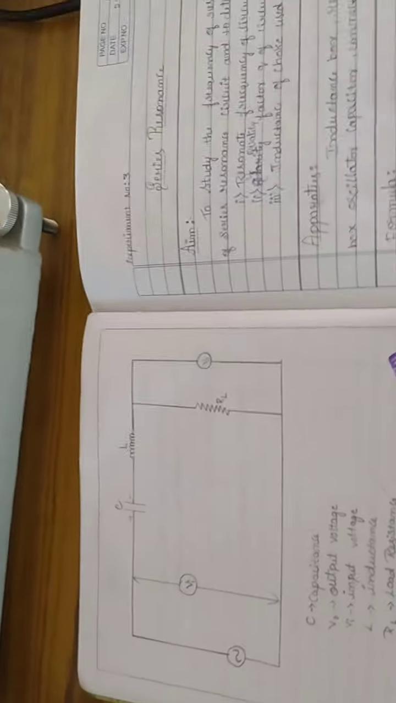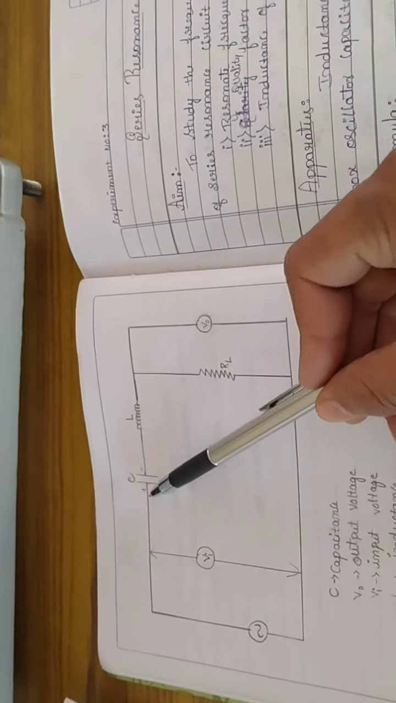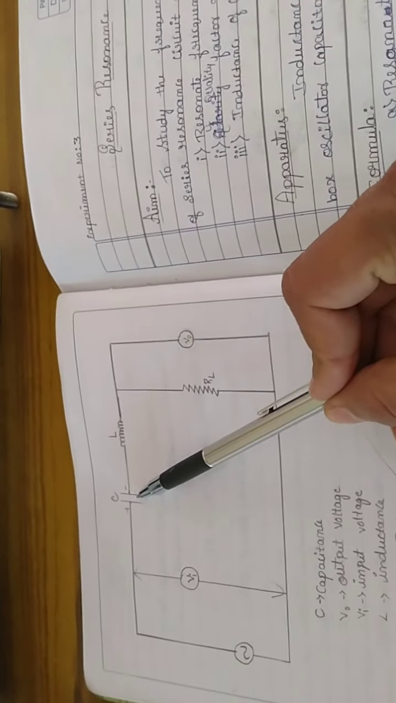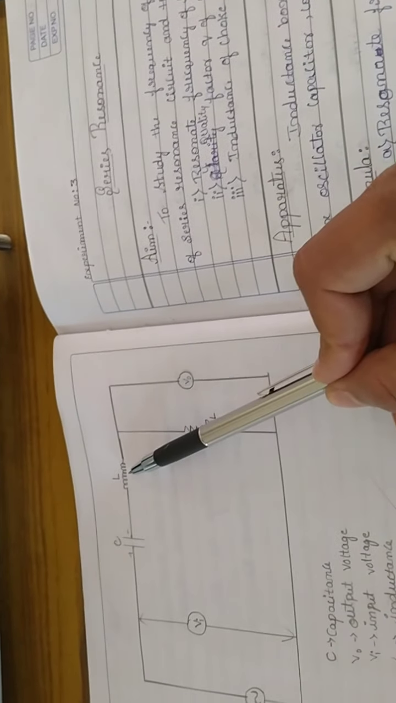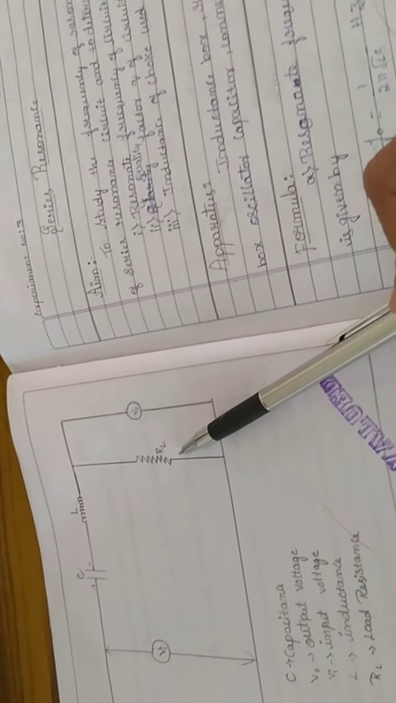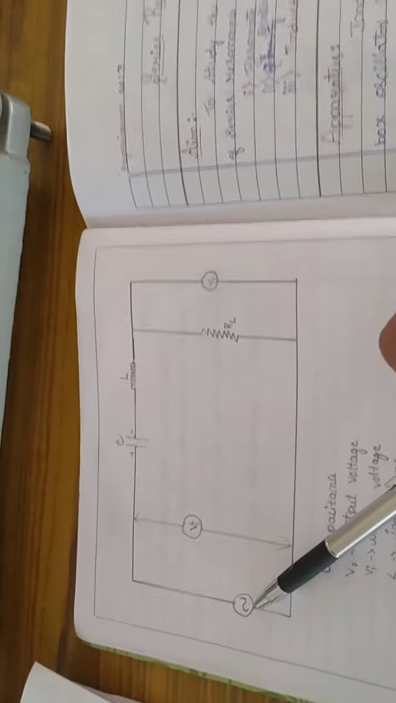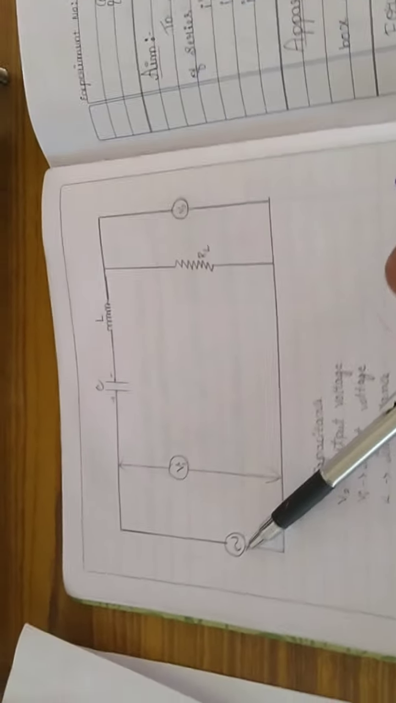The series resonance circuit consists of a frequency oscillator, then it is connected in series with the capacitor, then it is connected to an inductance in series with the load resistance, and finally the other end of the load resistance is connected to the oscillator.